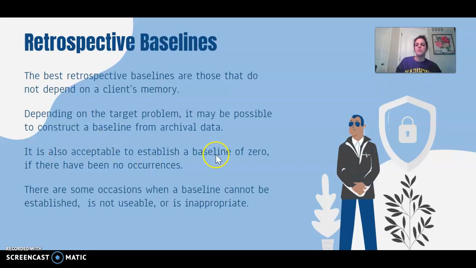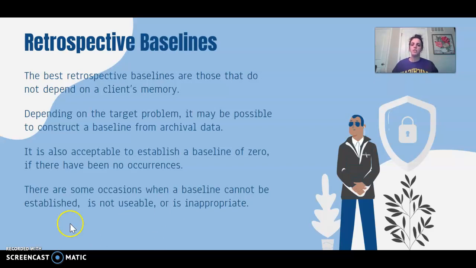It is acceptable to establish a baseline of 0, for instance, if there have been no occurrences. If you were working with a client and you were trying to get them to go to AA to address their drinking, you could have a baseline of 0 if they've never attended a meeting before. Naturally that baseline is going to be 0 because there's been no occurrences of AA attendance prior to whatever you're doing. So you can have a baseline of 0 when appropriate.